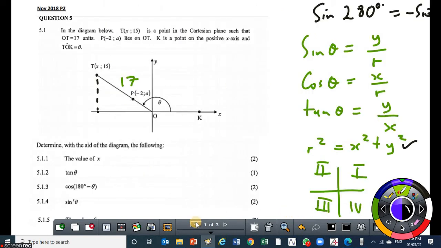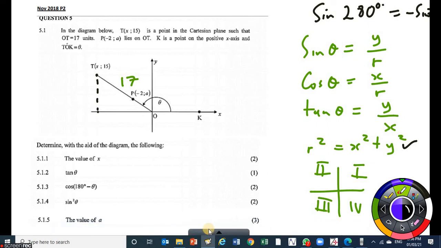And the next one, let me draw this one. The next one says find the value of A. Now this one becomes a higher order question. The value of A is the value here. To determine that, you need to know that the x here is given as minus 2. And we can find the size of this angle using trigonometric ratios. Remember, the value of A at P is a y value. Since we now know the value of x, y, and r for the bigger triangle, we can use those values to find the size of theta here. Then use our knowledge of trigonometric ratios to determine the value of A.